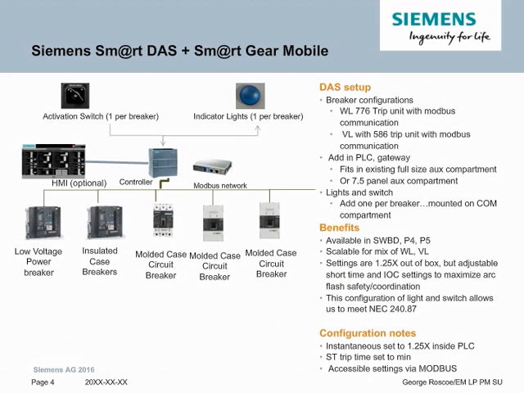The system will easily fit in a full-size aux compartment or a 7.5-inch panel-mounted compartment. Key configuration notes are the WL breaker will need the 776 trip unit and Modbus communication. The VL breakers will need the 586 trip unit with Modbus communication. For the WL and VL settings for maintenance mode, they are defaulted to minimum. The VL settings are 1.25x out of the box for short time instantaneous. The settings can be changed on the controller for VL via Modbus, and the WL settings can be changed on the breaker.